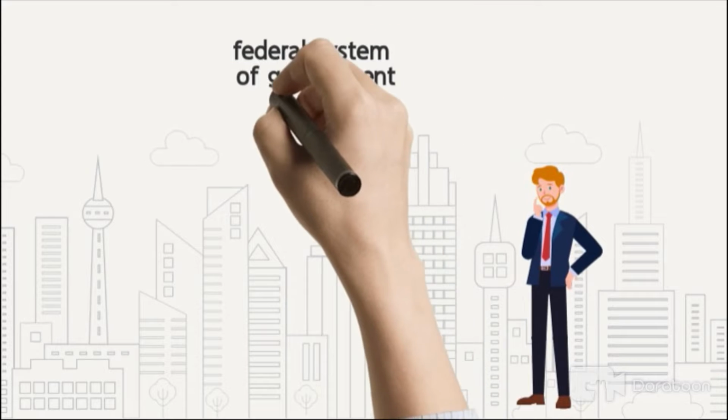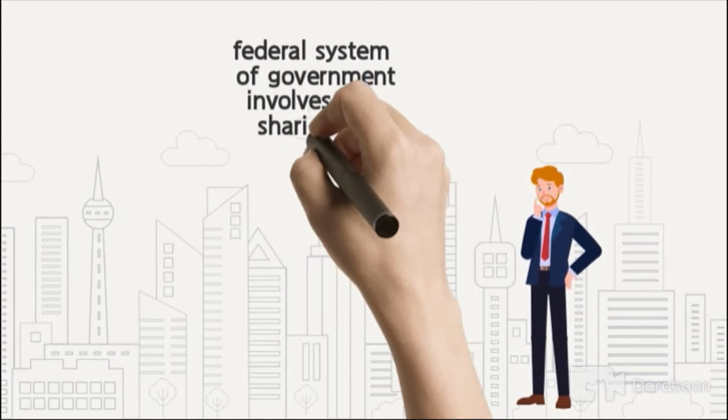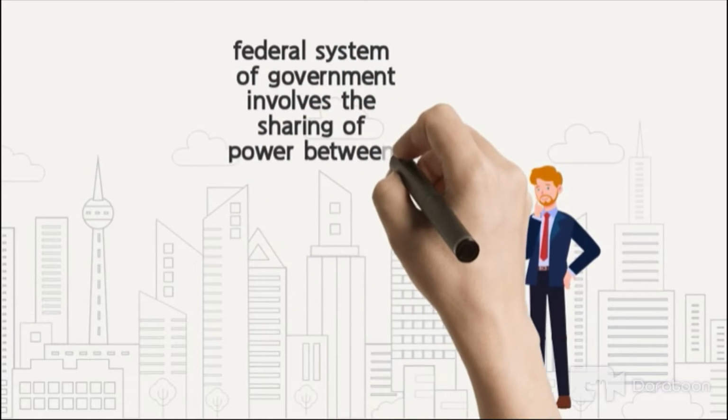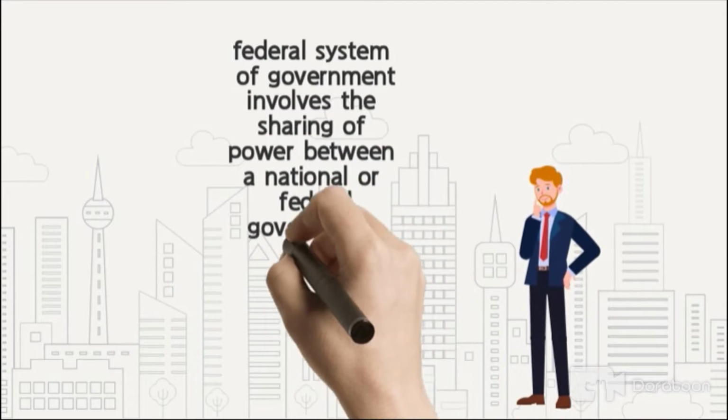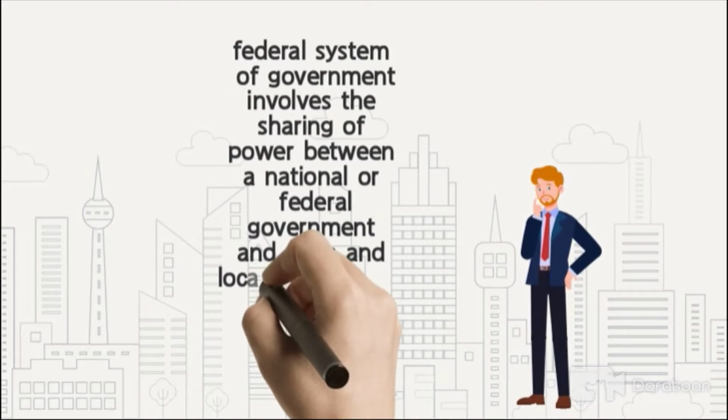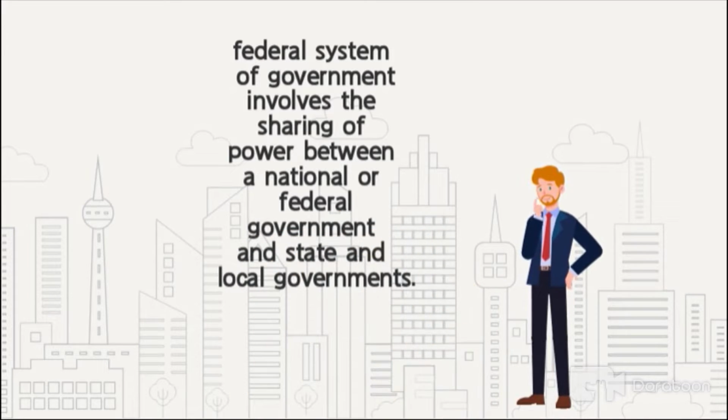Why is this important? Well, a federal system of government involves the sharing of power between a national or federal government and state and local government.